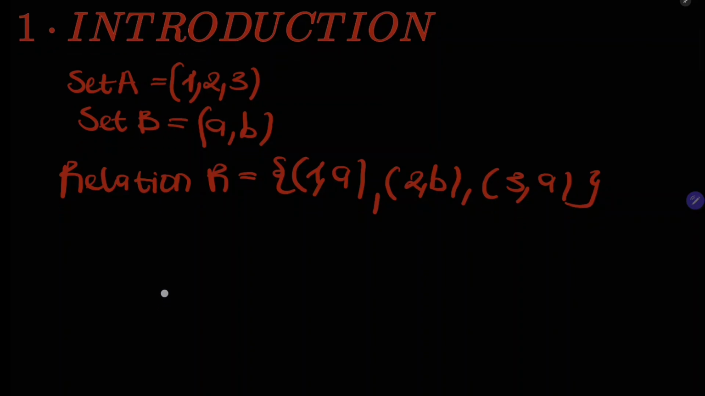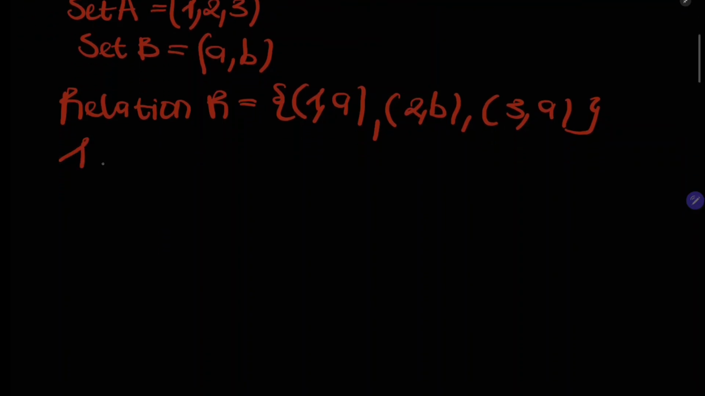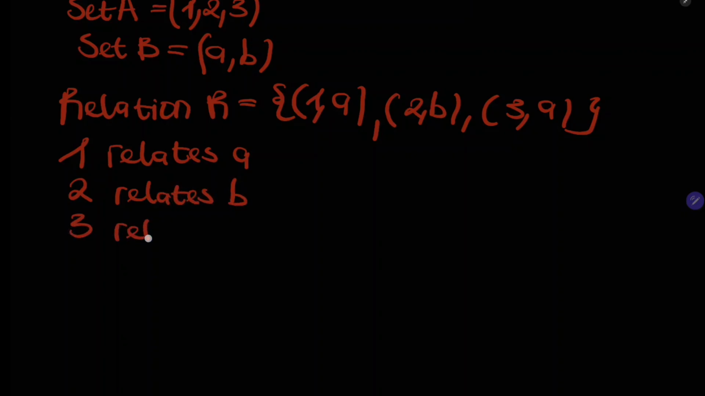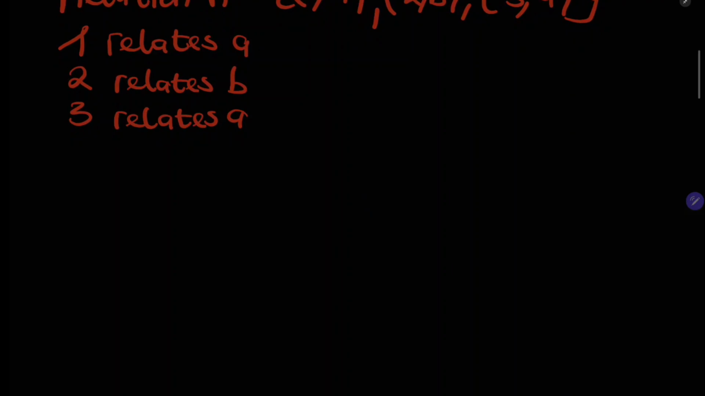From here, we are going to say that 1 relates to a, 2 relates to b, and 3 relates to a. Okay, now that's just a brief introduction. It's just simply pairing, basically pairings. It's very easy, very straightforward. Okay, we're going to go to functions now.